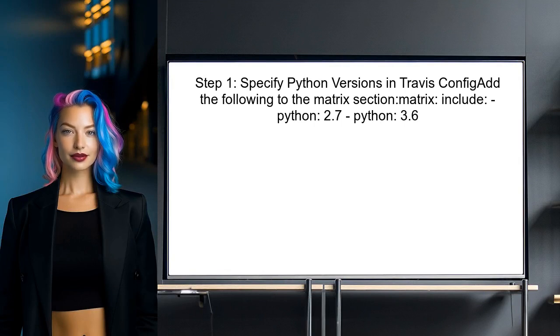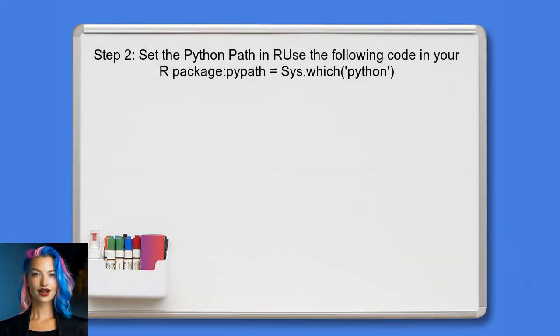This is done by including the Python versions in the matrix section of the config file. Next, the user should set the path to the Python executable. This can be achieved by using the setWhich function in R to find the Python path dynamically.